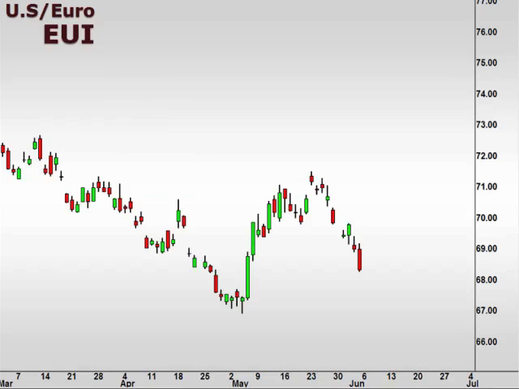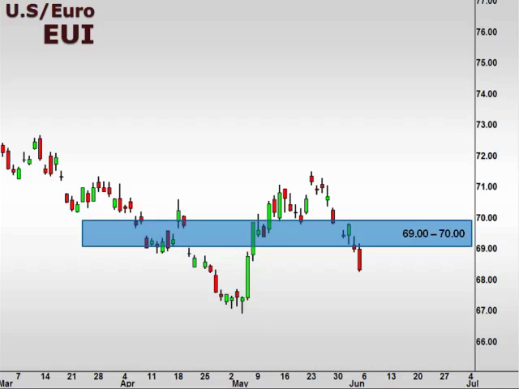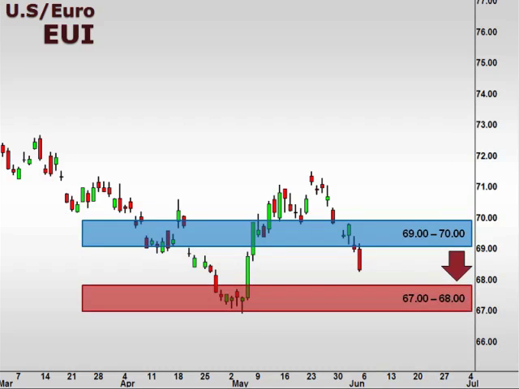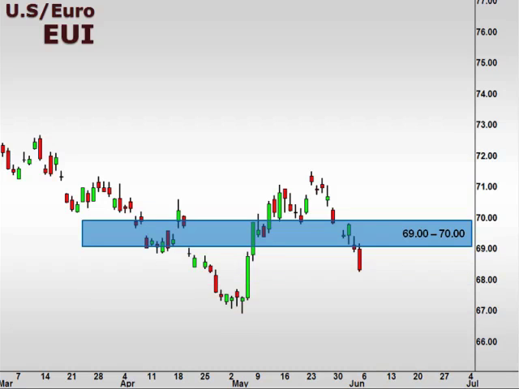Let's take a look at the US dollar versus the euro as seen here in the EUI. Well, the EUI continues to trend lower with the 69.70 level now becoming a major overhead resistance. We need to see a break back above 70 to signal a continuation higher. Failure to reverse back up into the 69.70 focal zone suggests a likely continuation towards the 67-68 focal zone.